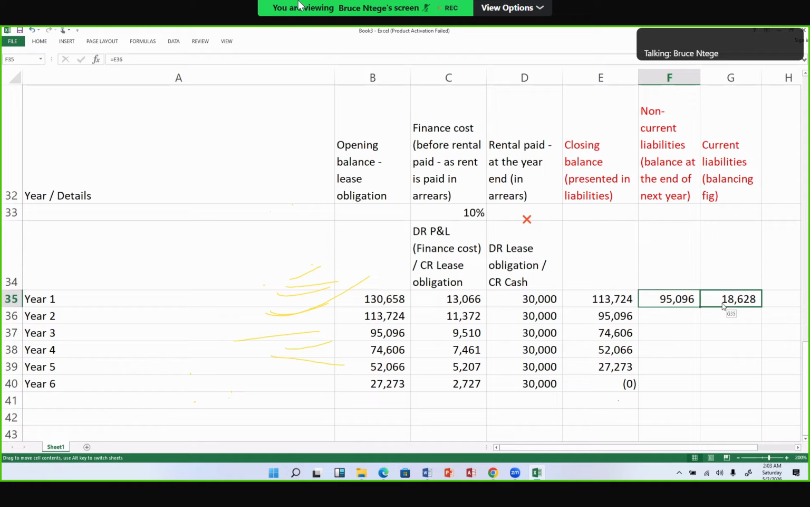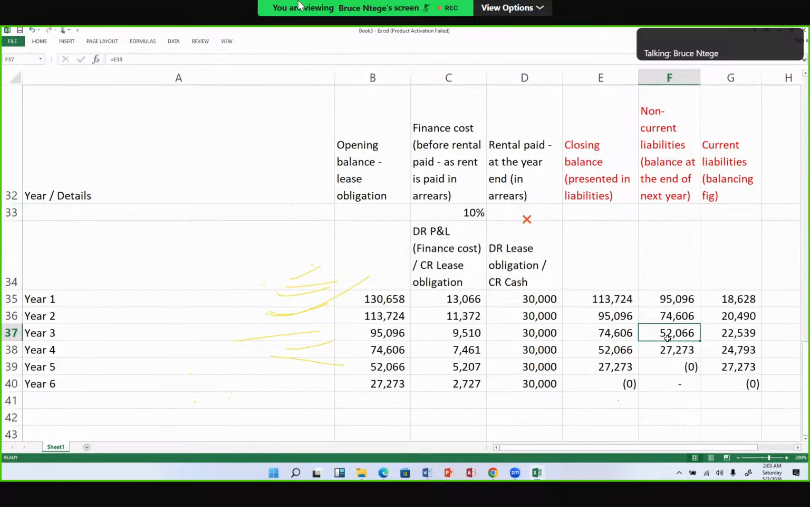So you're going to do this across each of the years. Okay. So let me copy it and take it down so that in each of the years, you're going to present the amount in the current and in the non-current liability. Like in year 2, because in year 3, the end balance will be 74,606. That becomes the non-current liability to present in the financial statements of year 2, while the current liability is the balance or the difference between the figure called 95,096 minus the figure you've given to the non-current liabilities.